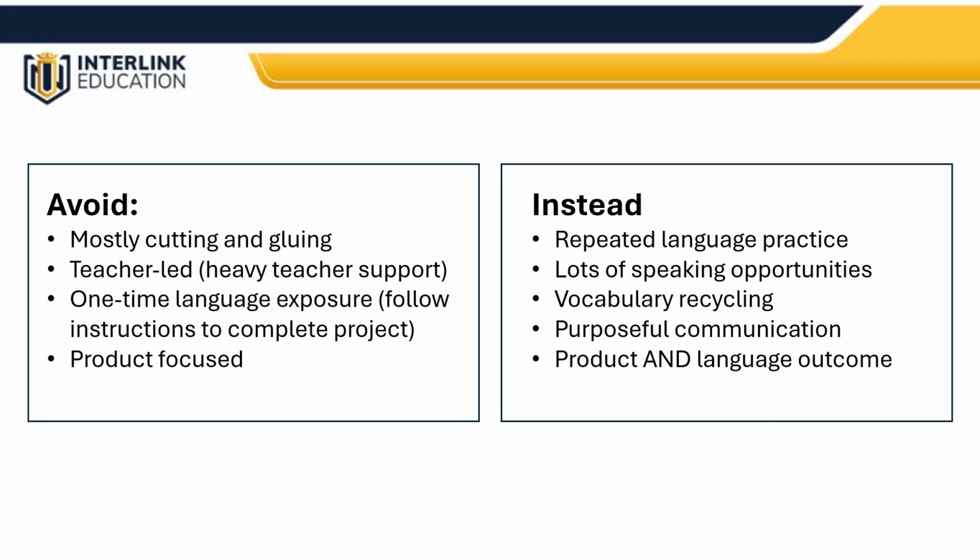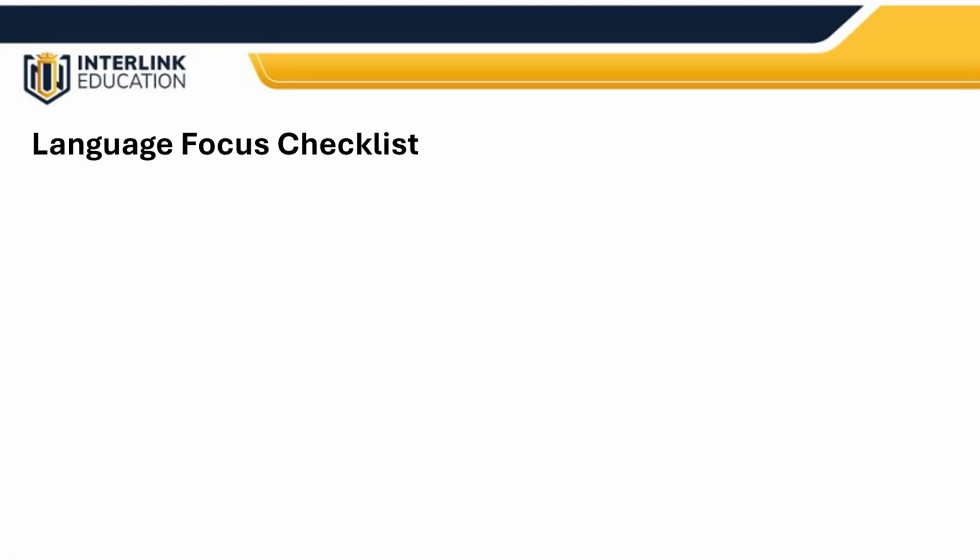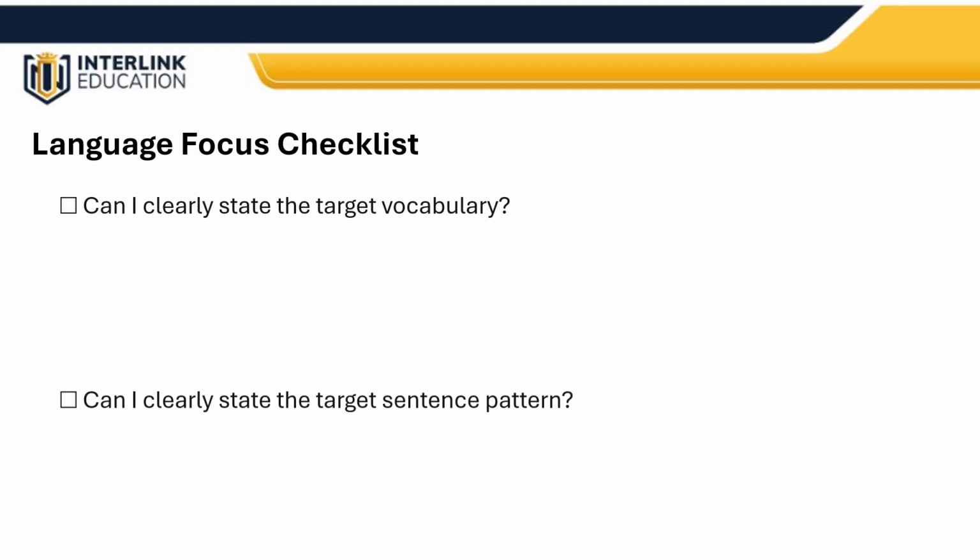Make sure there's not only a product outcome, the thing that they have to make, but also a language outcome, the thing that they have to say. So I've made a language-focused checklist to make it easy for you to know whether your lesson is successful or not. Can you clearly state the target vocabulary? If you can clearly state the target vocabulary and it's vocabulary they've learned elsewhere or will use elsewhere, then great.